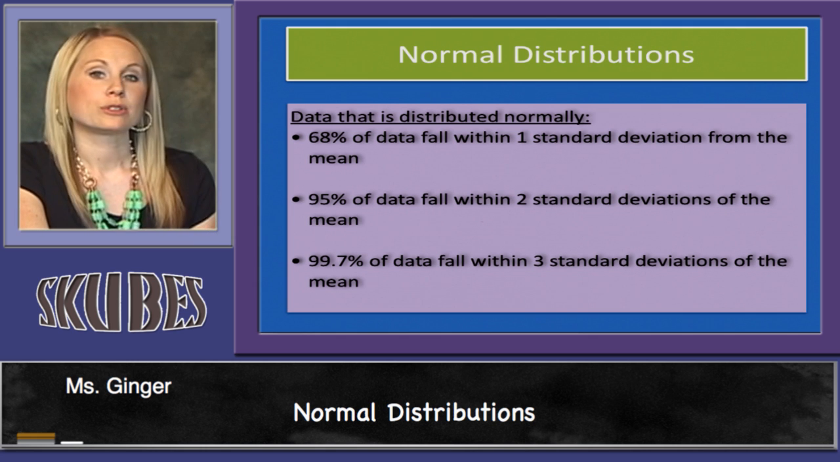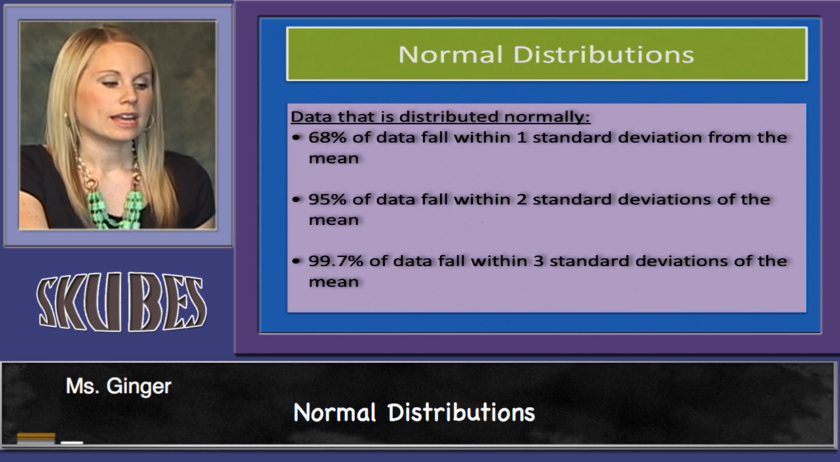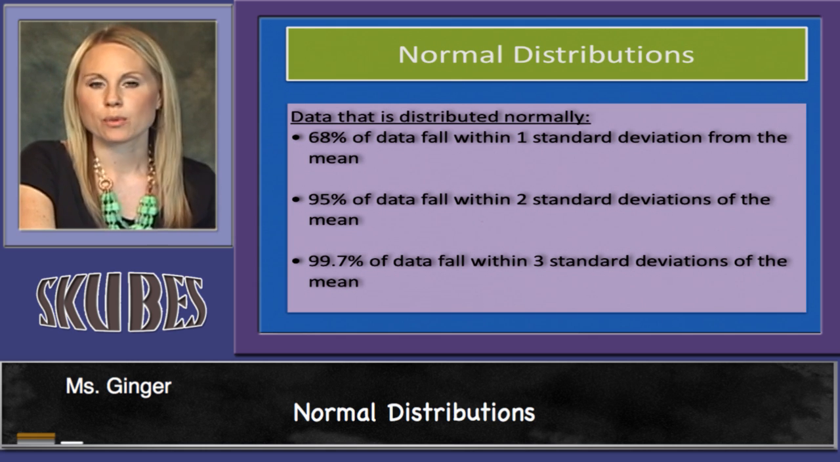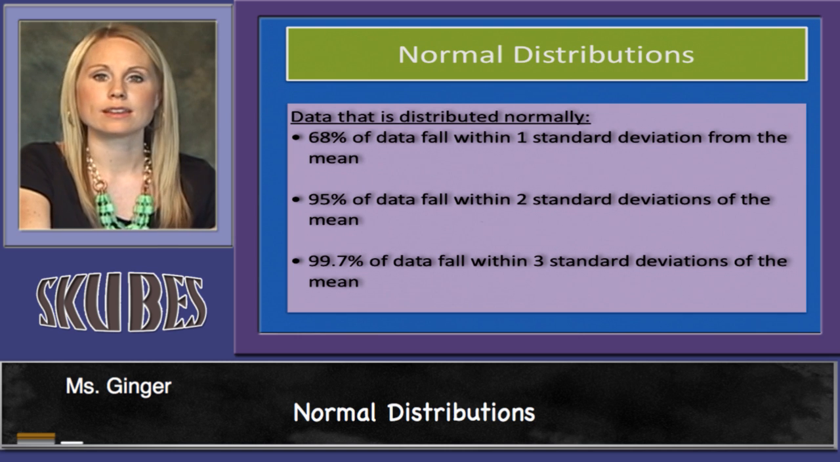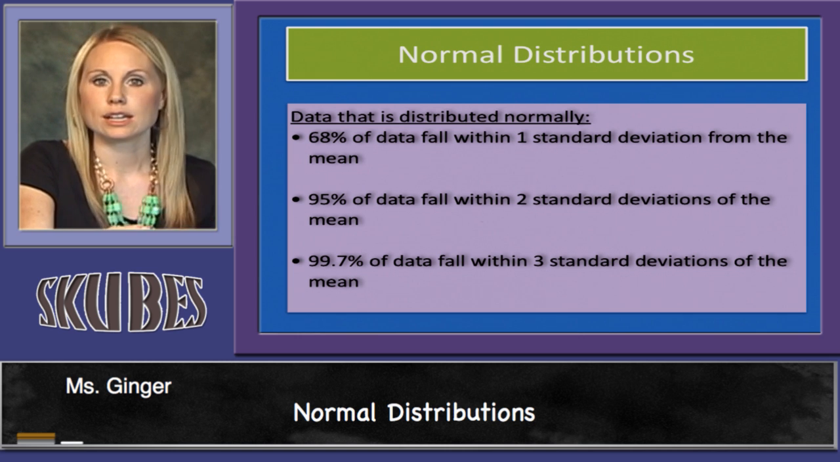When we talk about a normal distribution, we're talking about one that has a nice symmetrical shape where most of the data is in the middle, centered around the mean. And when you know that your data is distributed normally, you can guarantee that you will have these percentages each time.